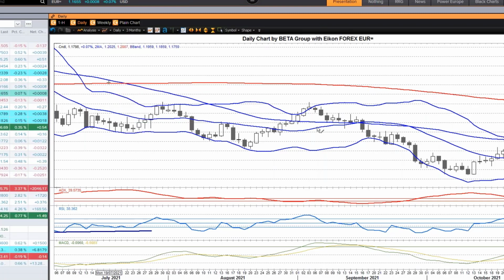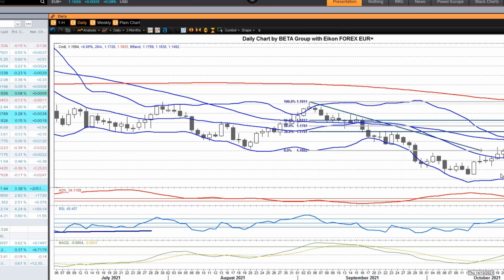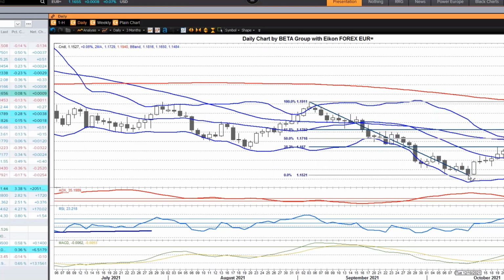I'm just reaching for Fibonacci retracements here to see how much of a retracement this is, and you see it's exactly 38.2% of this fall here.